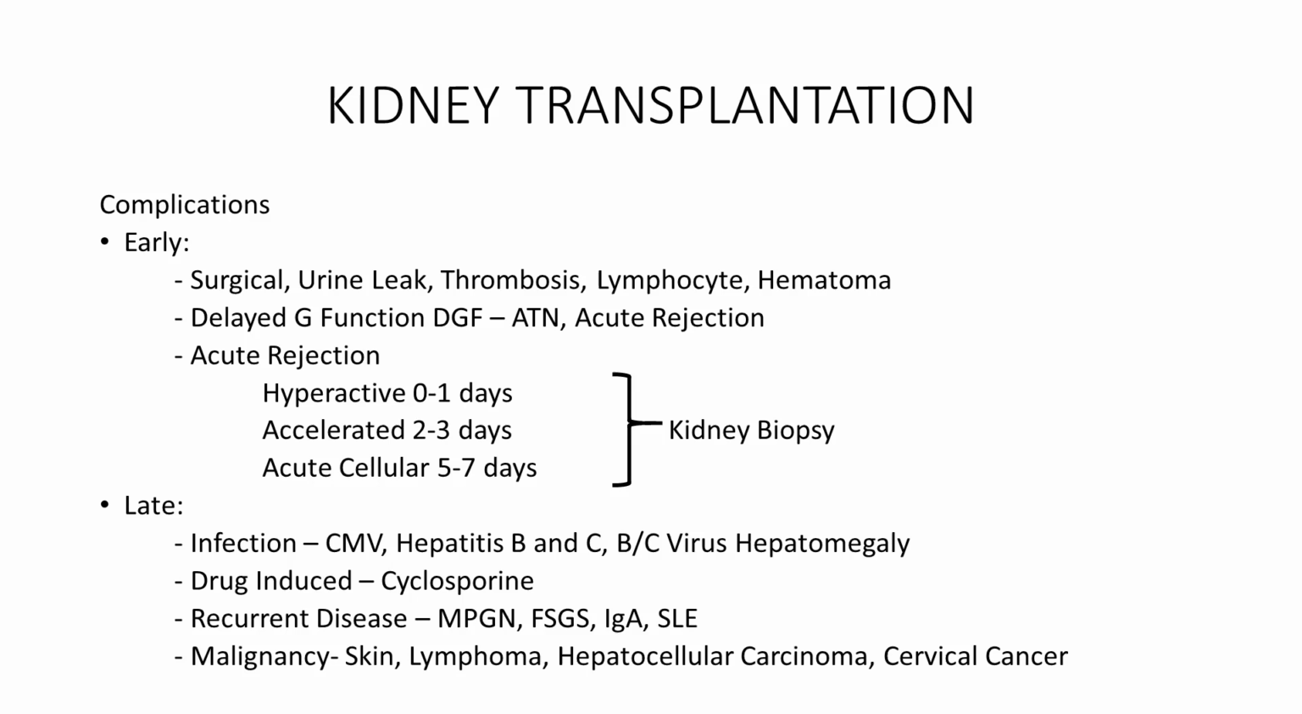Now, acute rejection can be of three types. A rejection occurring within 1 day is hyperacute. Accelerated rejection occurs within 2 to 3 days, and acute cellular rejection between 5 to 7 days. In all these forms, whenever rejection is suspected, you immediately perform a biopsy. The late complications include infections like CMV, hepatitis B, C, and viruses, drug-induced like cyclosporin, recurrent disease, and malignancy.